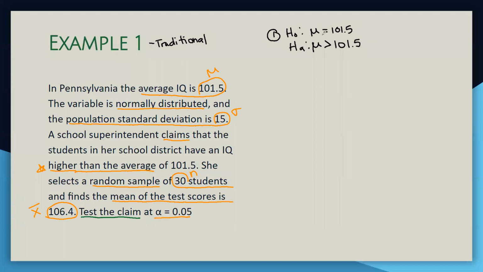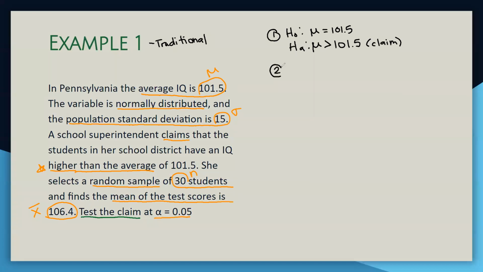You could use less than or equal to here and you would be correct, but I always default to an equal sign in my null because it's the alternative that's the important part. And in this case, it's the alternative that we are testing. Test that claim. That's our claim. That's the superintendent's claim.